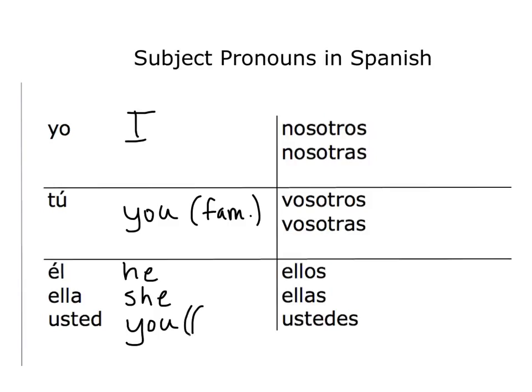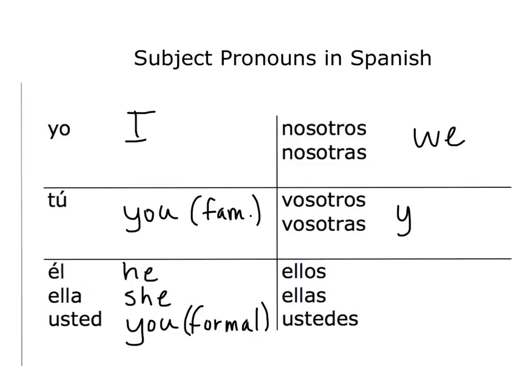It's when we are being formal. Somebody you want to show respect. Someone who's older than you are. Someone that's in a professional relationship with you. Nosotros and nosotras both mean we. What's the difference? Nosotras is for an all-female group. We're all girls. Nosotros is for an all-male group, or if the group is mixed gender.